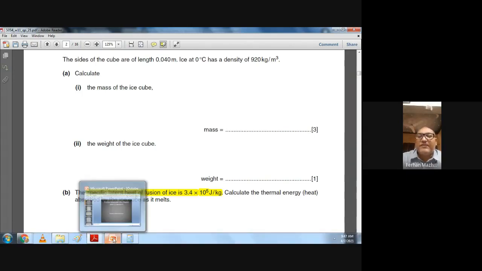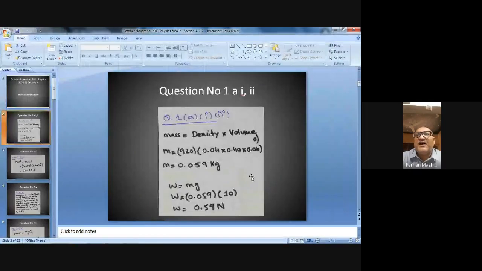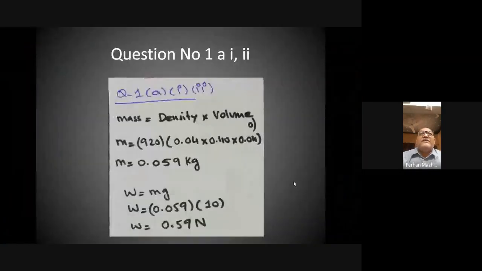I have done this on a paper. Let me show you my work. These two parts. So here we go. The mass is equal to density multiply volume. So the mass is equal to 920 multiply 0.04 multiply 0.04. By mistake, I just have written here 0.4. It is 0.04 multiply 0.04. So the final answer will be 0.05 kg.